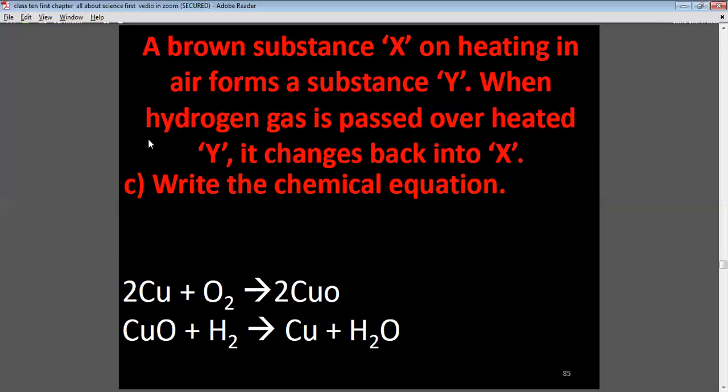The answer is: two molecules of copper react with one molecule of oxygen. There is a formation of two copper oxide. This copper oxide once again reacts with hydrogen. There is a release of copper, and a water molecule is released.